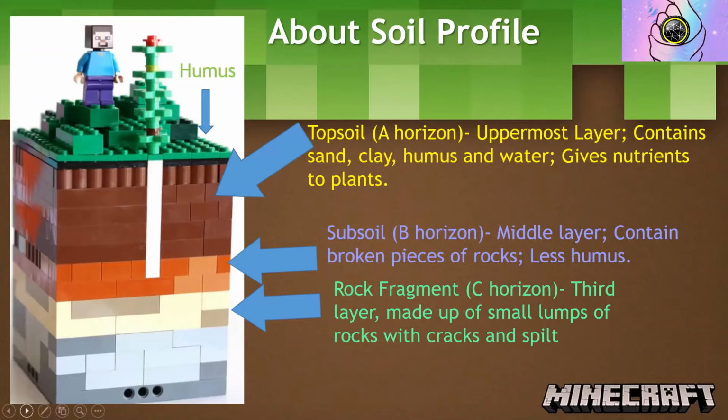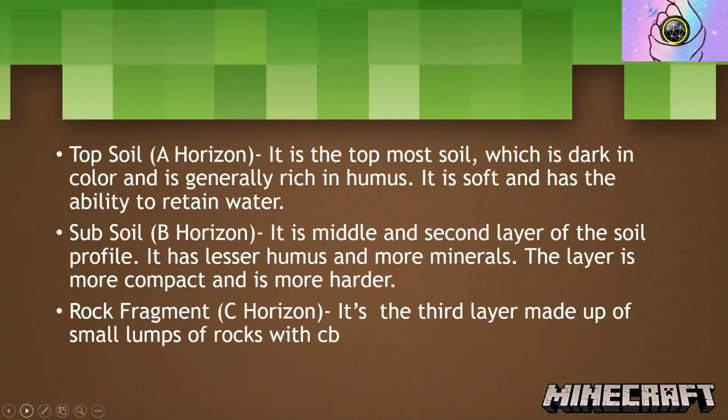The C horizon is the third layer, made up of small lumps of rocks with cracks and splits. The fourth one is bedrock, the R horizon, the bottom layer, with large pieces of rock and not much water in it. Topsoil, the A horizon, is the topmost soil, which is dark in color and is generally rich in humus. It is soft and has the ability to retain water.